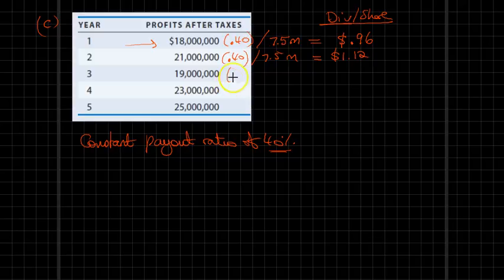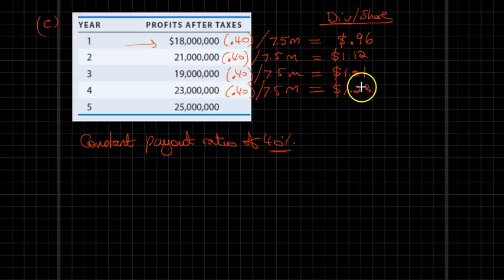$1.12. For year 3, again pretty much the same calculations. We get that the dividends would be $1.01. And finally, for year 4, that figure will increase up to $1.23. And year 5 would be $1.33. So that would be the case of a constant payout ratio.